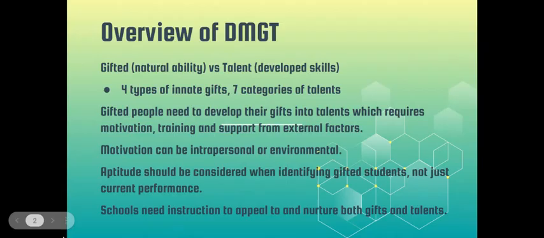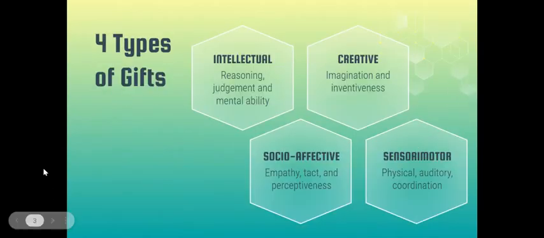And then aptitude should be considered when we're identifying students, and I know that's a huge topic in this class. So it's not just on their current performance or maybe performance on a single test, but what could they do if their talents were developed. Schools need instruction that appeals to both those gifts and talents to provide the best education we can for our students. The 4 types of gifts are the intellectual, creative, socio-affective, and sensory motor.